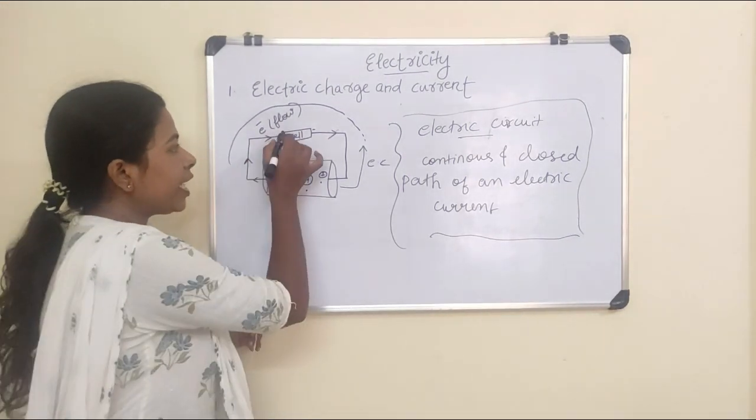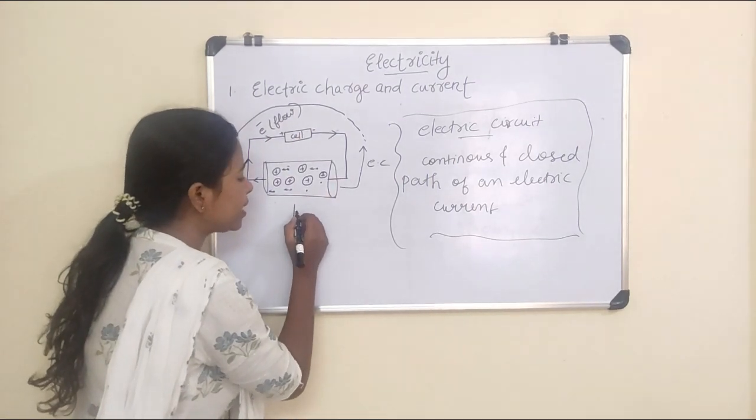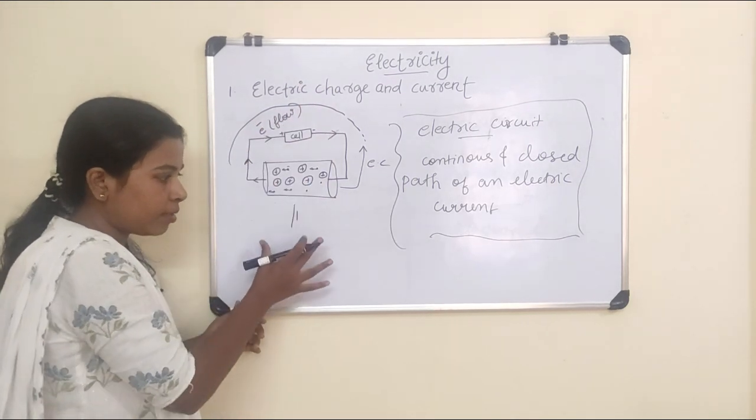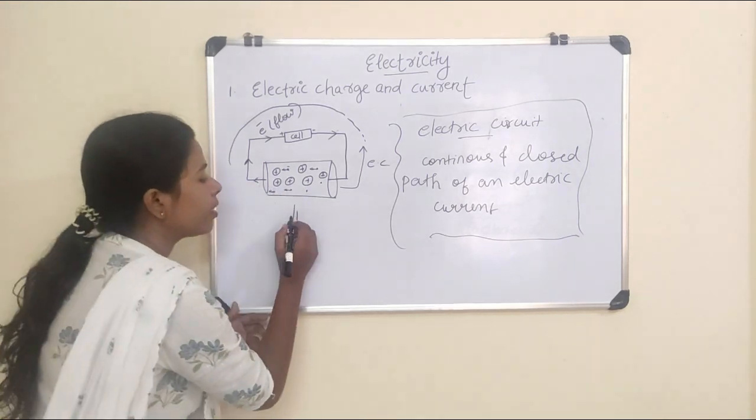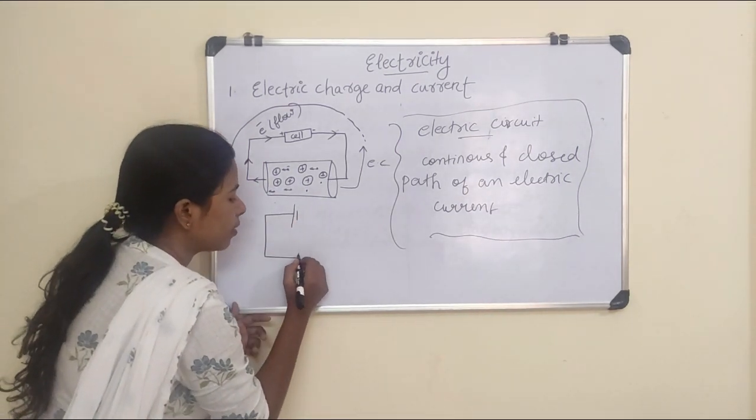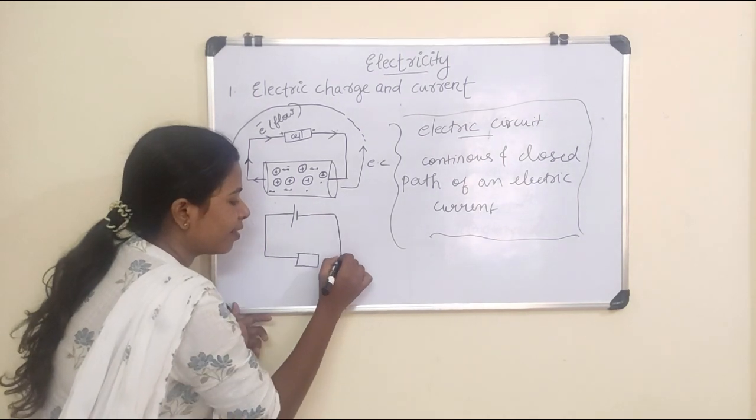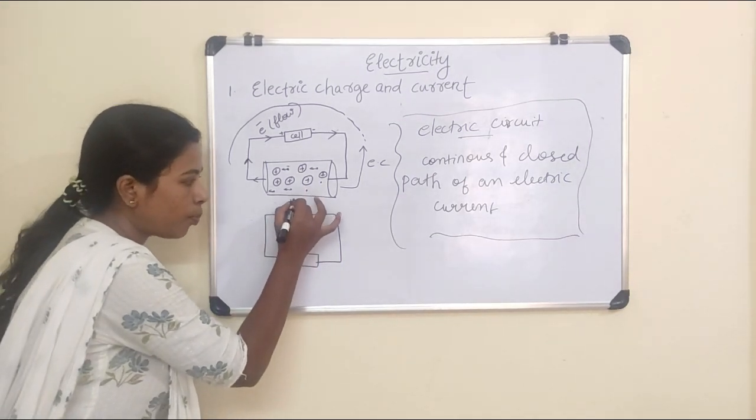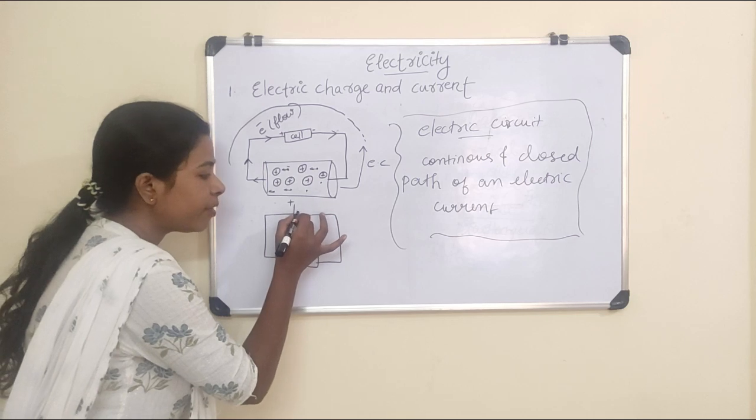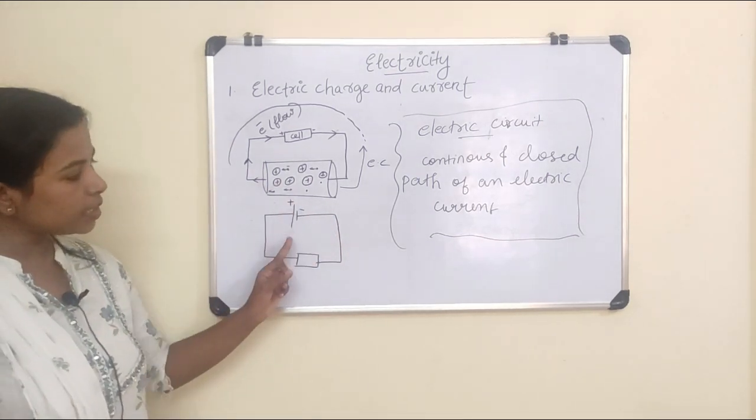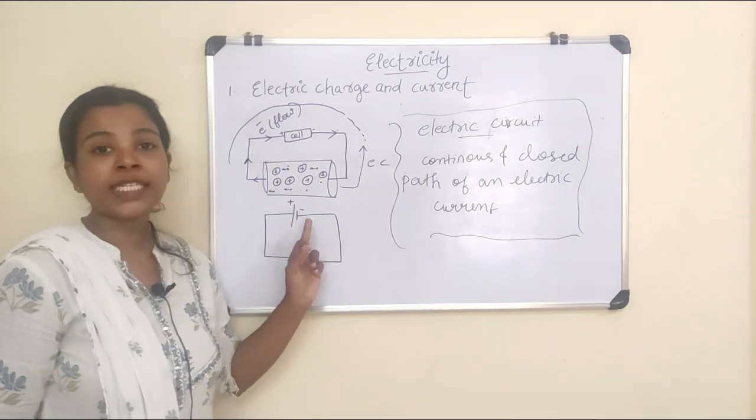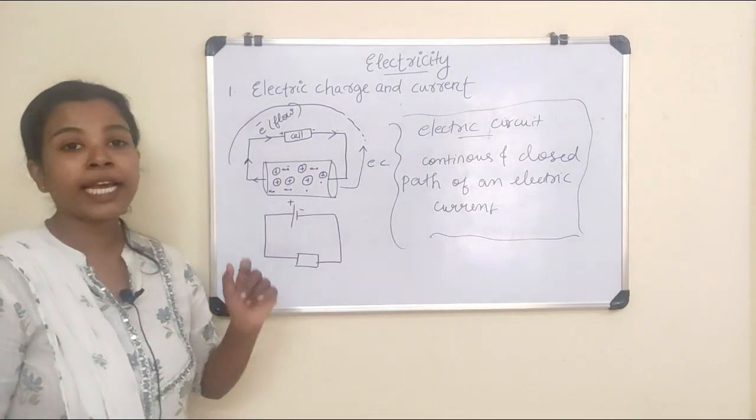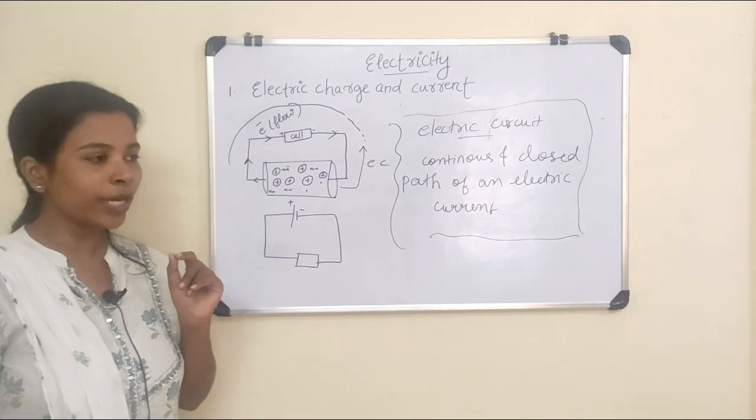And see, the cell here we have denoted with positive and negative. For convenience, we can denote the same cell like this. This is the same circuit, so I am just copying this circuit in a different manner over here. Here the longer line represents the positive end and the shorter line represents the negative end of the cell. Okay, understood?